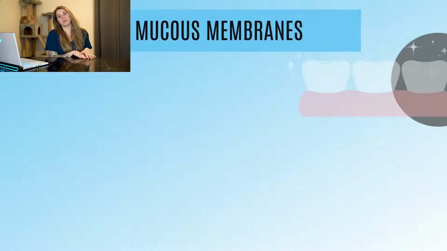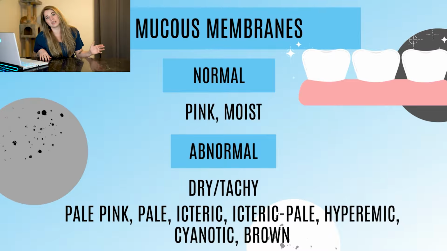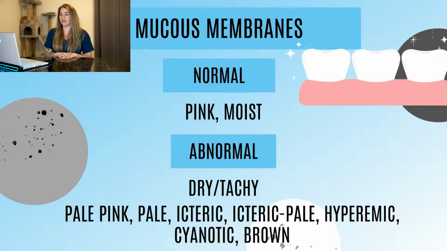Color abnormalities for mucous membrane assessment include pale pink, which can be normal in some pets like young puppies; pale; icteric, which is the term for yellow; icteric pale, so yellow gums that are also very light in color, so they don't have a lot of pink or brightness to them; hyperemic, which is the term for very bright red, brick red gums; cyanotic, which is the term for blue gums that indicate the patient's not oxygenating; and brown gums, which can be a sign of methemoglobinemia, which is something we'll talk about later.